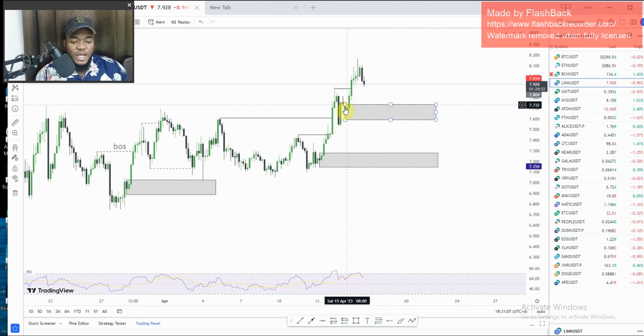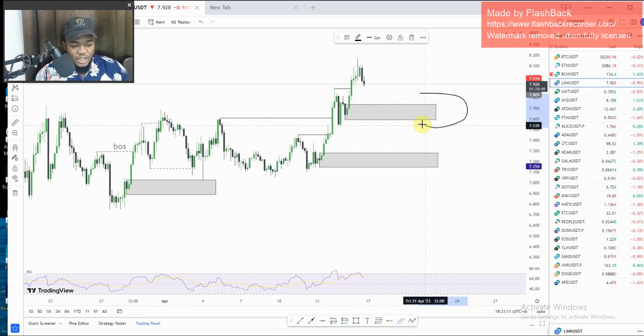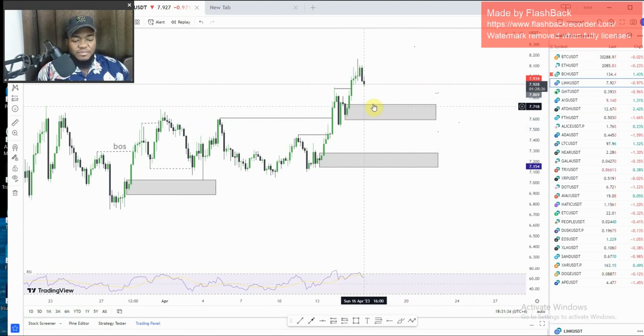This is why we are going to observe this particular order block, to see what the reaction of price will be here. Now what are we going to do here? We can see that the price has created something here, some structure here.